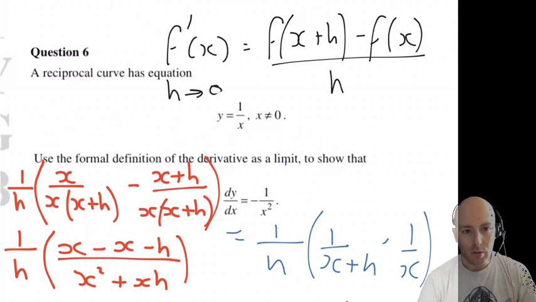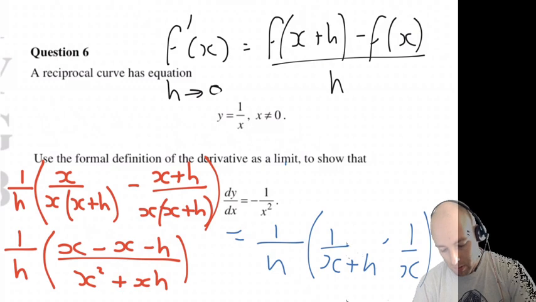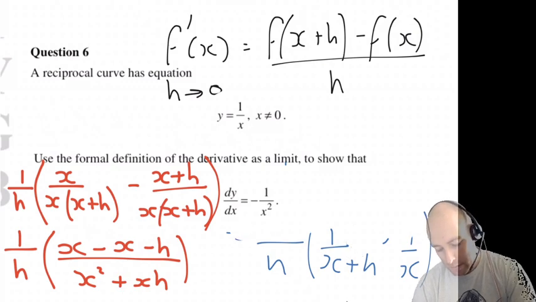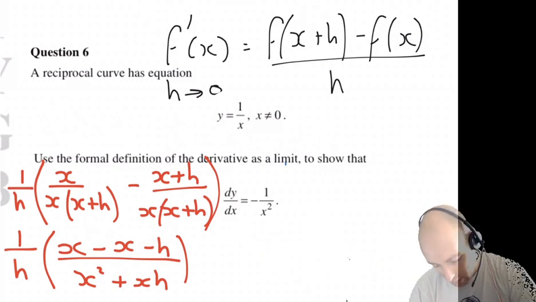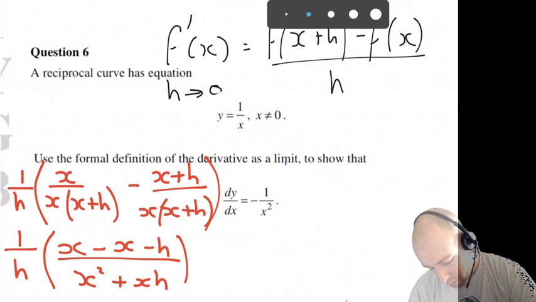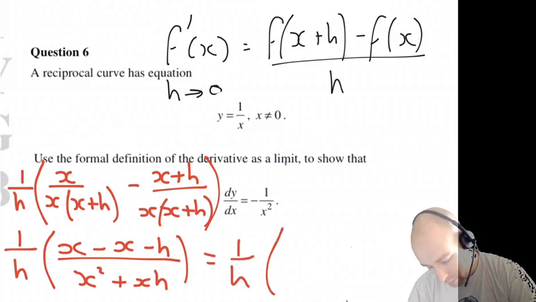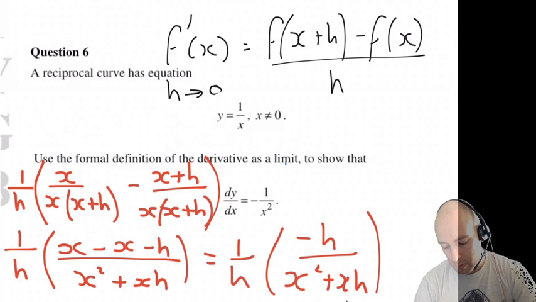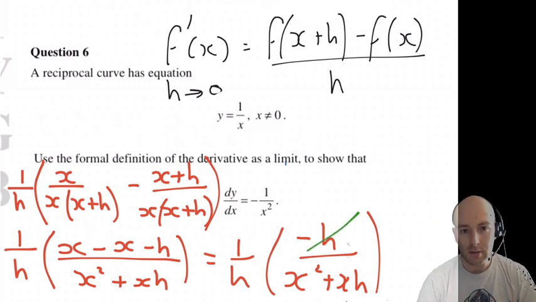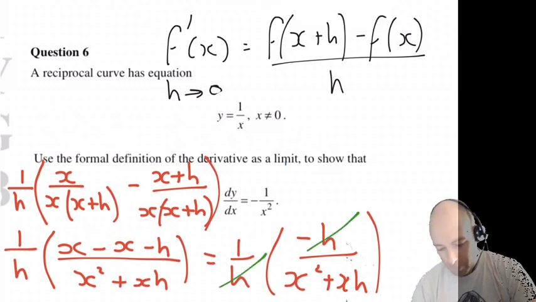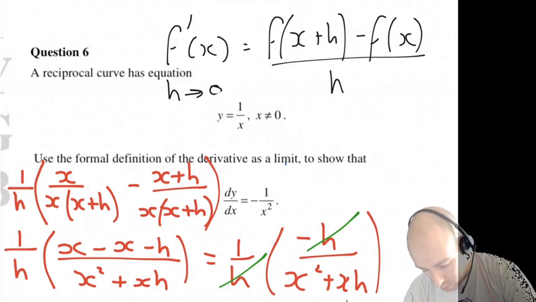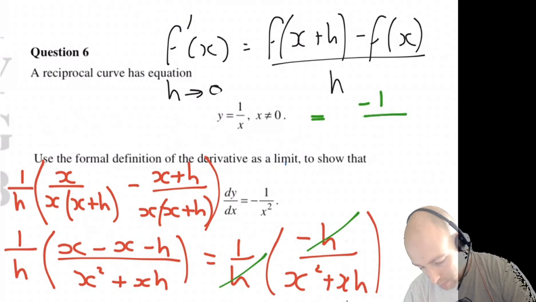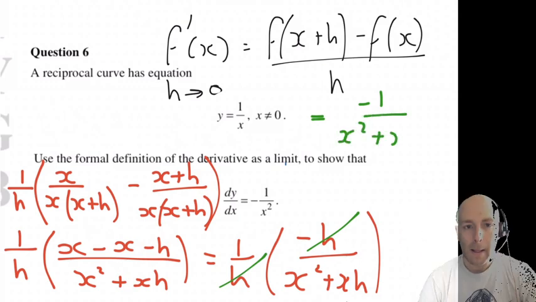Cool. So the top is going to become x take x is nothing. So we just get 1 over h times minus h over x squared plus xh. And the h on top is going to cancel with the h outside, which will lead us to minus 1 over x squared plus xh, which is almost there.